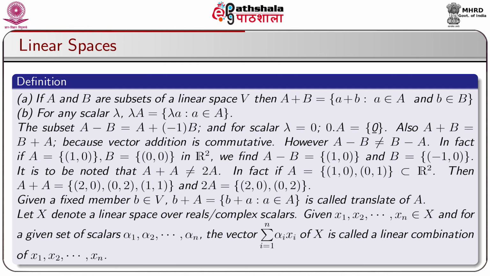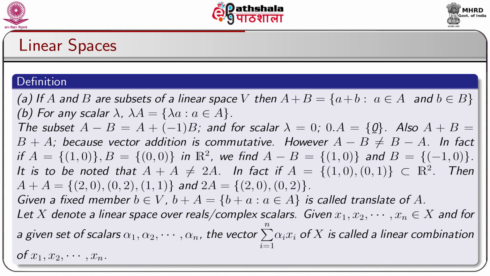Here minus 1 can be considered as a scalar, and for scalar lambda equal to 0, 0 into A is equal to 0 vector. Also A plus B is equal to B plus A, because vector addition is commutative. It is to be noted that A minus B is not equal to B minus A, that is, the set A minus B is not equal to the set B minus A.